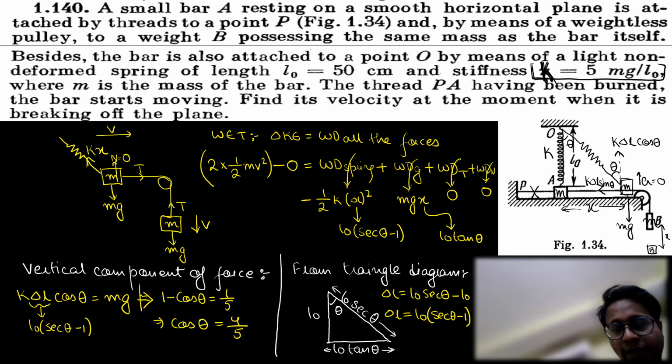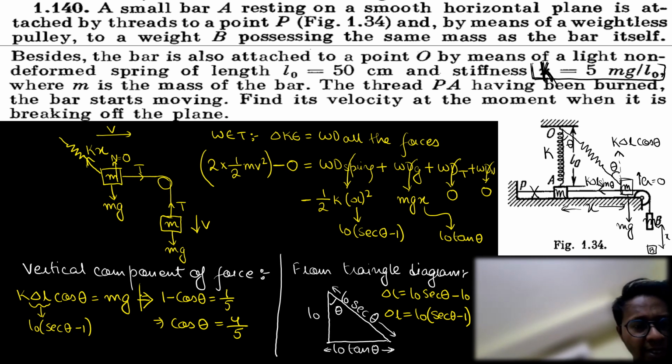Okay, now I need to find out two more values. One is sec theta, other is tan theta. So suppose someone gives me a triangle. Let me erase this part, or let me write out here.